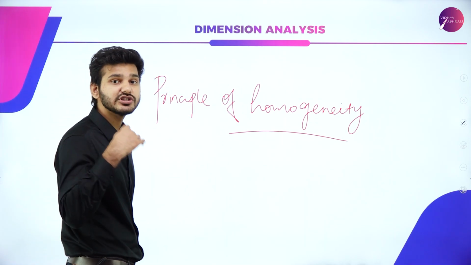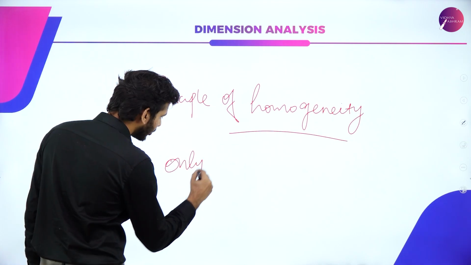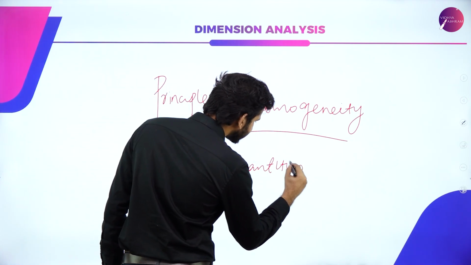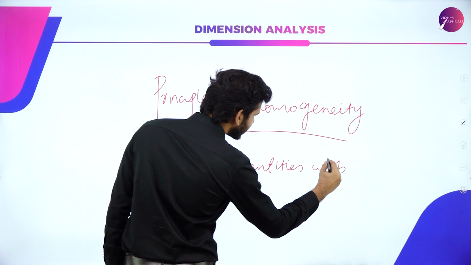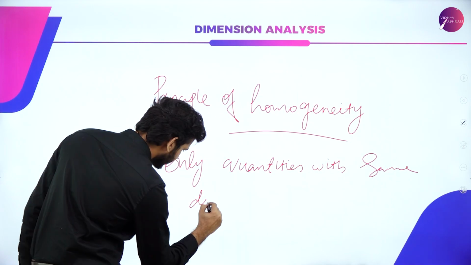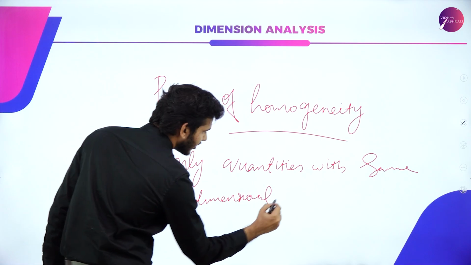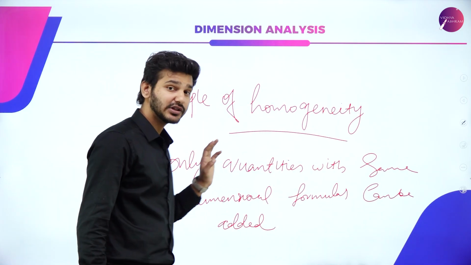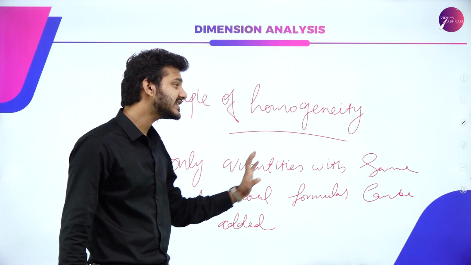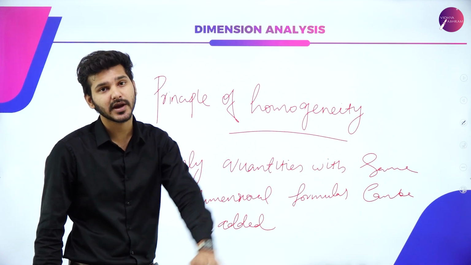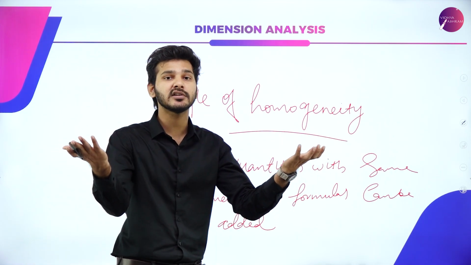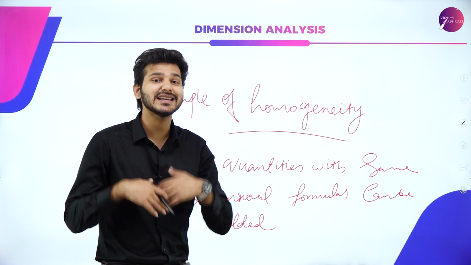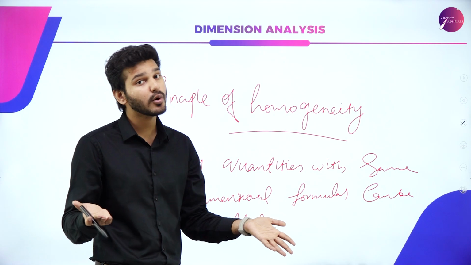What the principle of homogeneity states is that only quantities with the same dimensional formulas can be added. The rule is that only quantities with the same dimensional formulas can be added. You cannot add two different units together. That is the only rule that the principle of homogeneity is stating to us, and we have to obey that.